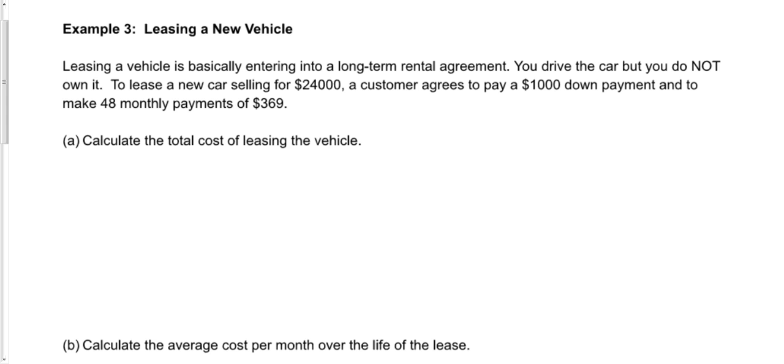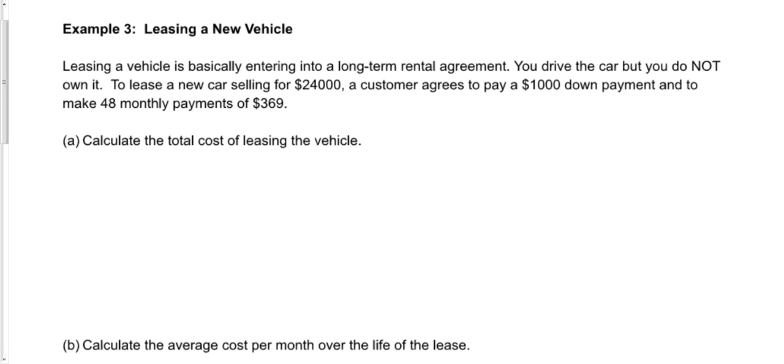The next example is going to be how do you go about leasing a vehicle, and what does that actually mean? Well, leasing a vehicle is basically a long-term rental agreement that you have with the dealership. You get to drive the car, but you don't actually own it. The dealership still owns the vehicle, and you have to give it back at the end of the lease.